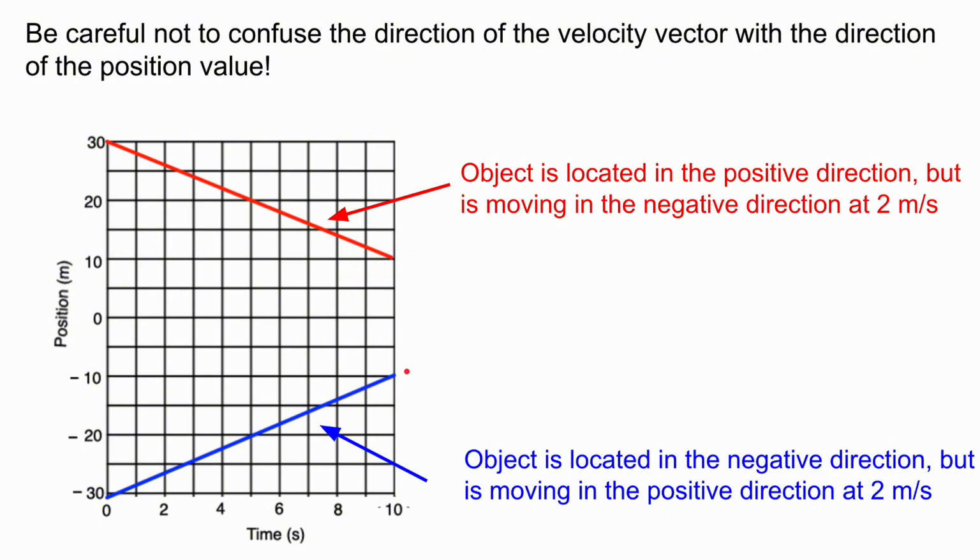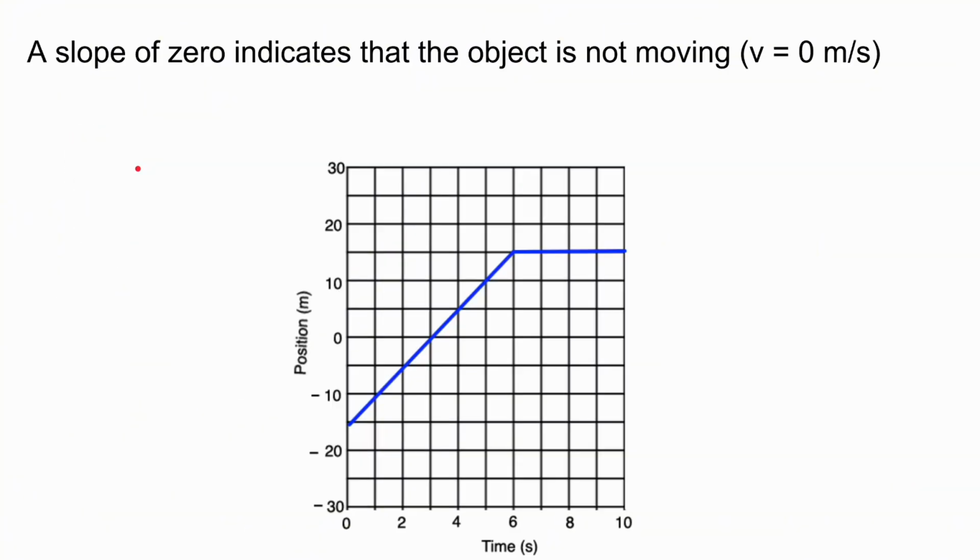And I can look at them and say, well, these slopes look to be the same. And if you calculate them, in both cases, the magnitude is going to be 2, but this is going to be negative 2, whereas this is positive 2. But just be careful. Just because the velocity is negative doesn't mean the position is negative.